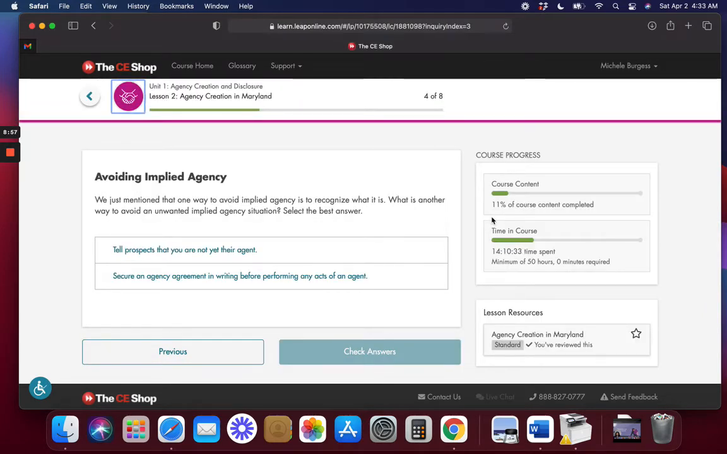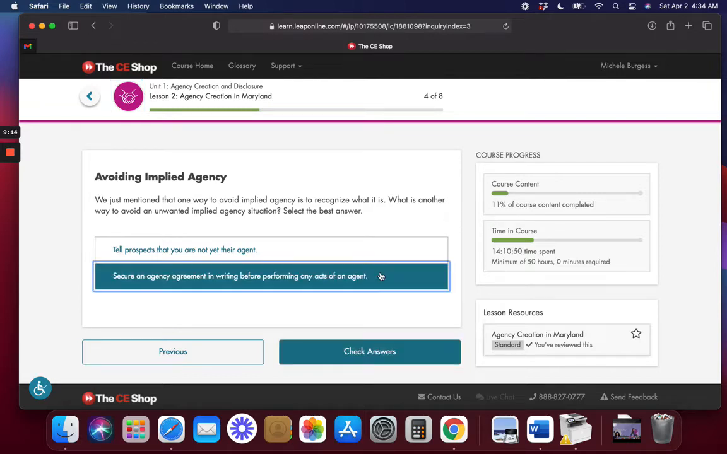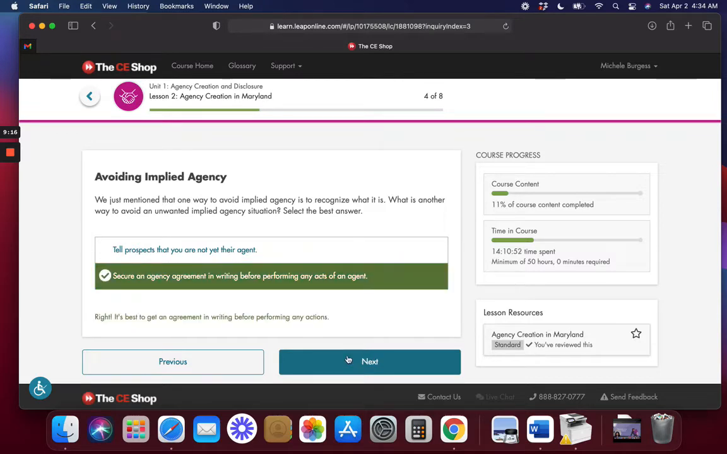Avoiding implied agency. We just mentioned that one way to avoid implied agency is to recognize what it is. And what is another way to avoid an unwanted implied agency? I would say this one. Let's see if we're right. Yes. It is best to get an agreement in writing before performing any actions.